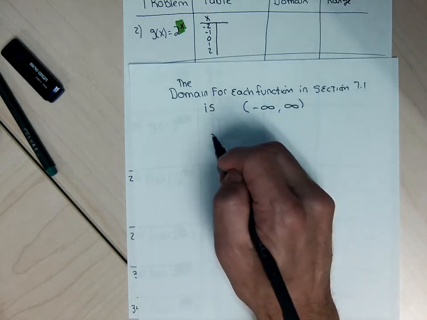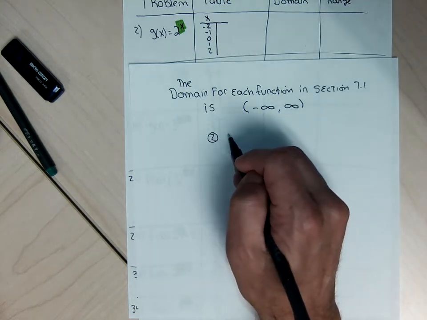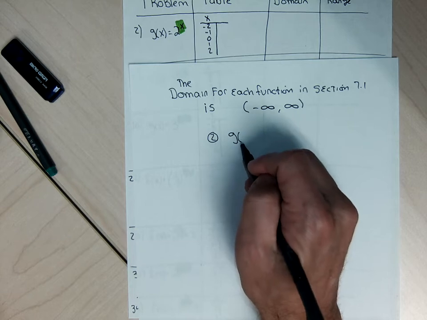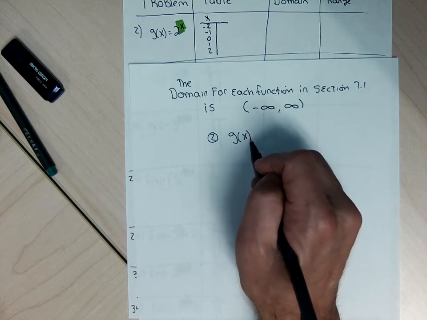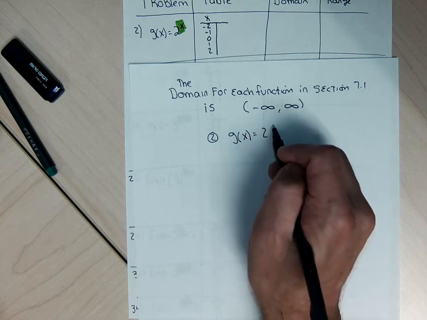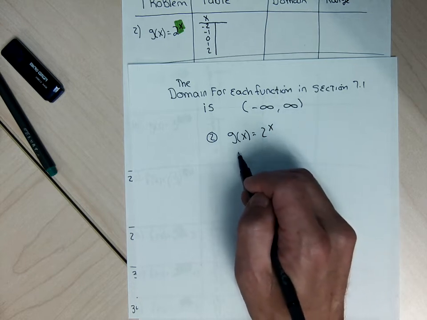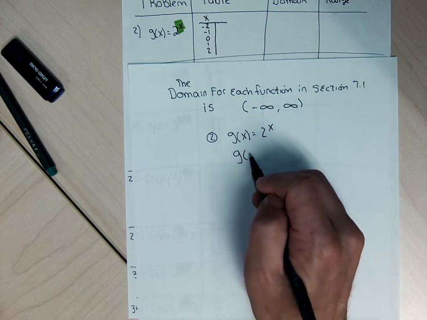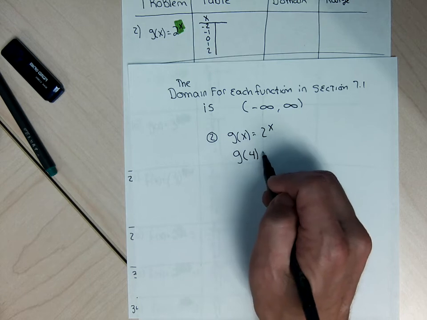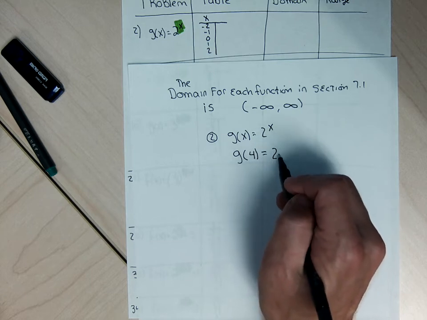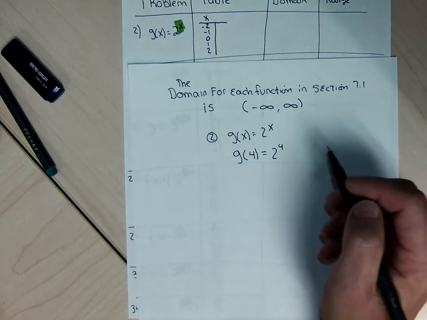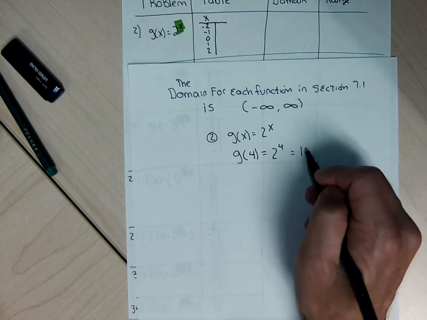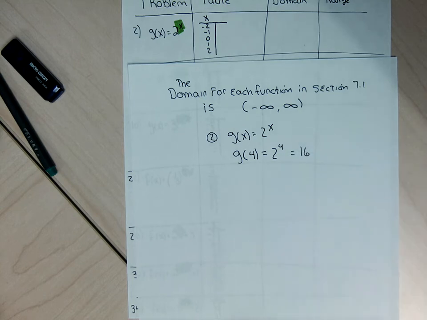If I looked at problem 2, just to try to explain this, the reason the domain of every graph that we do today is going to be all real numbers is because no matter what number I plug in, like if I plug a number like 4 in, I can't get an i and I can't get an undefined. If I plug 4 in, I'd get 2 to the 4th power. That's not an i, that's not undefined. That number is going to be part of the domain.